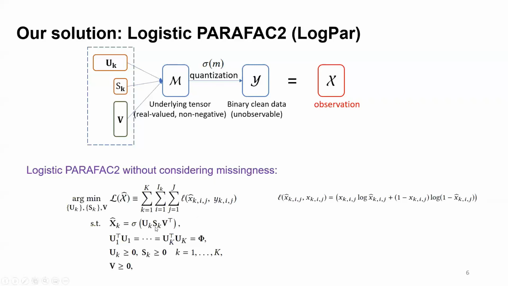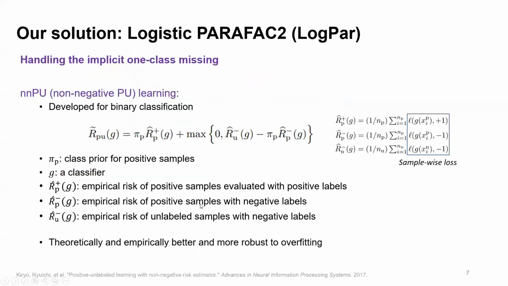First, we have this UK, SK, and V. We multiply them and go through this quantization process to get this reconstruction XK hat. And then we compute its negative log likelihood of this observation model as the objective function. However, this method doesn't consider any missingness, and as we said, the one-class missingness is basically inevitable in real-world scenarios.